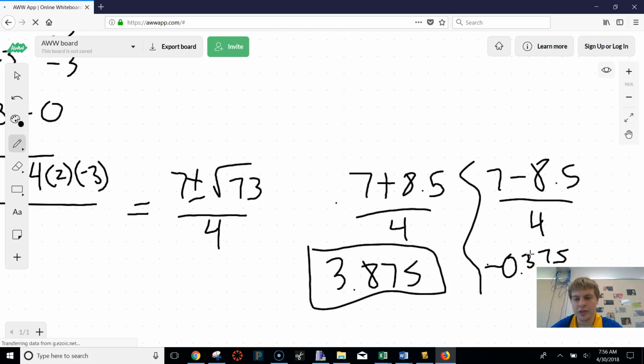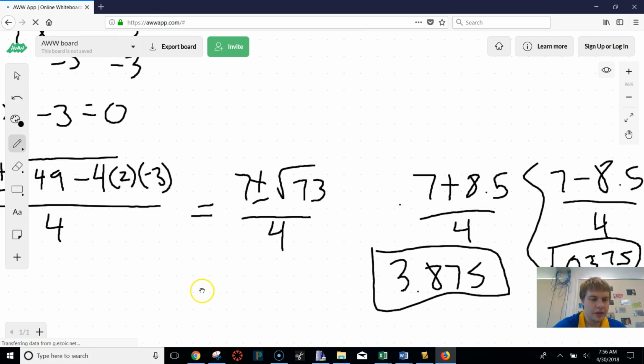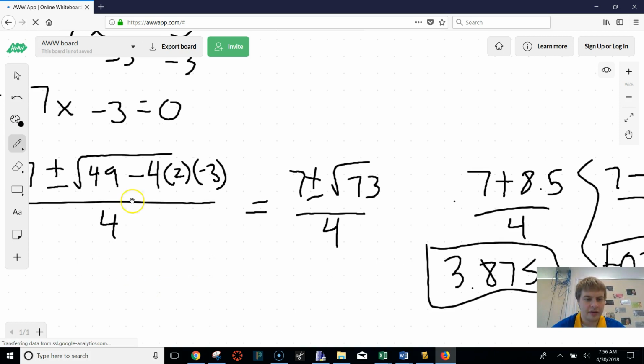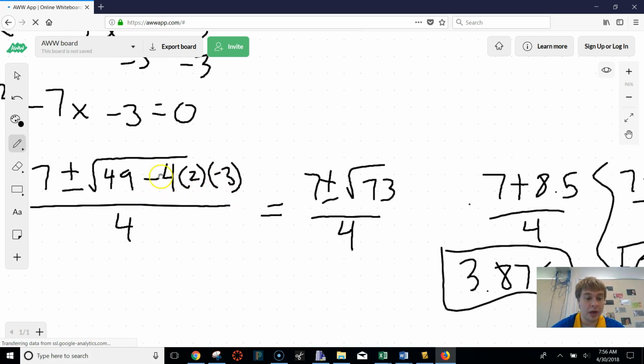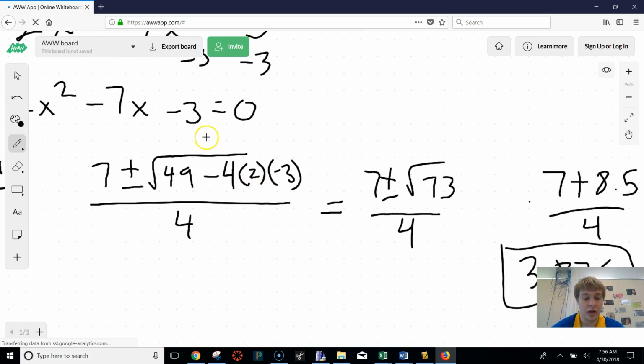Okay, and those would be my two answers. So make sure when you do the quadratic formula, the first step is always plug everything in. If you noticed, after we plugged everything in, I always put what's underneath this square root in my calculator and see what my discriminant is, and then I will use that to find my other two things. Let's try the last couple problems.